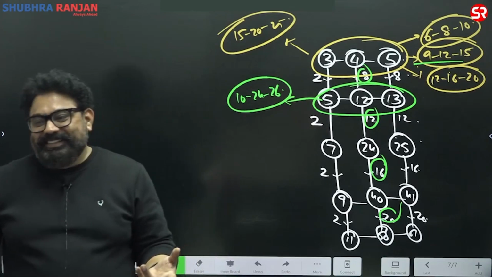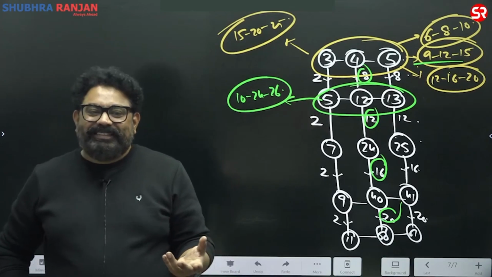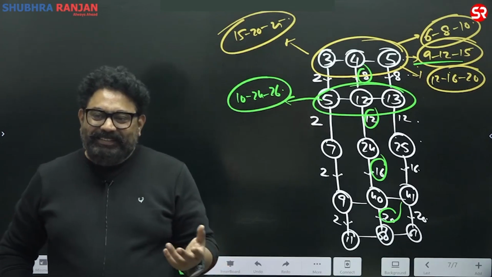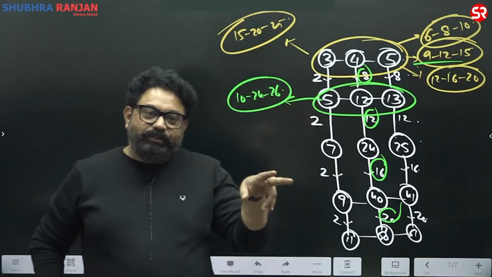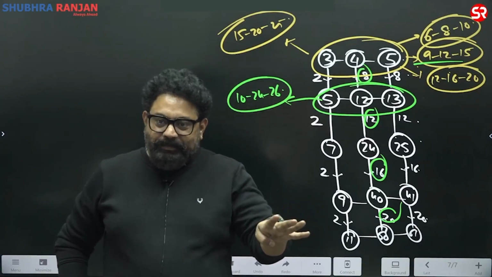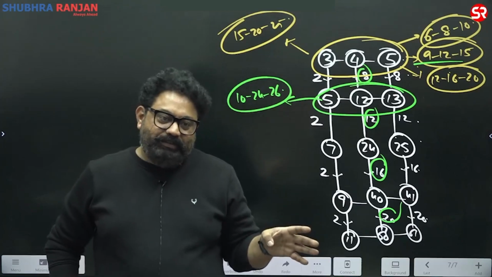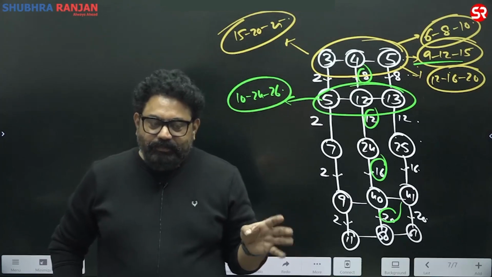The beauty. Got it? And I am talking on integers only. All three sides are integers, okay? So please don't take me wrong. Clear?